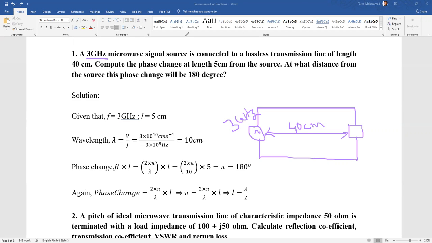they say that at 5 centimeters from the source, let's say here, which is 5 centimeters long, at this distance, what would be the phase change from the source? At what distance from the source will this phase change be 180 degrees? Somewhere here it is 180 degrees. So we need to know that position, where it is. This is the load.